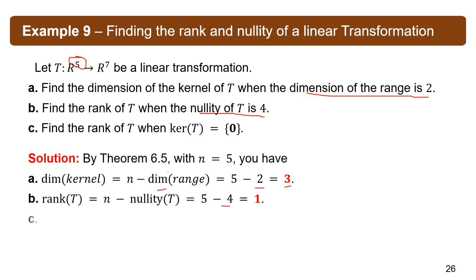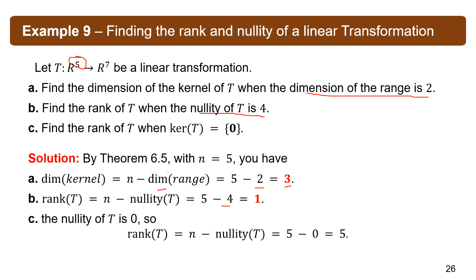And in letter C, find the rank of the transformation when the kernel is equal to 0. So 0 means we subtract 0 from n, which is 5, so the rank of the transformation is 5.